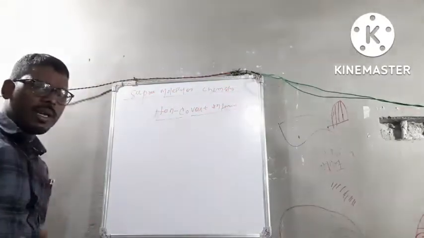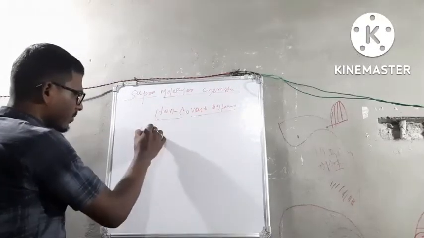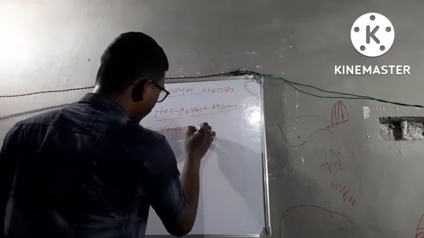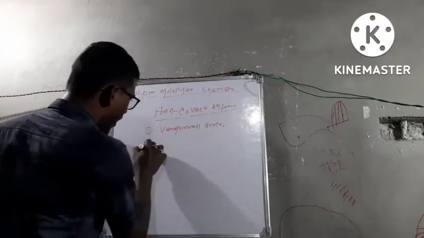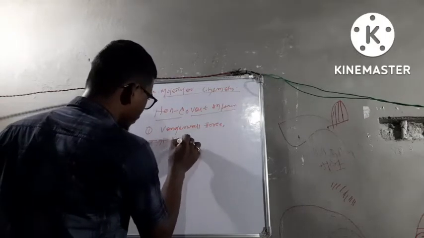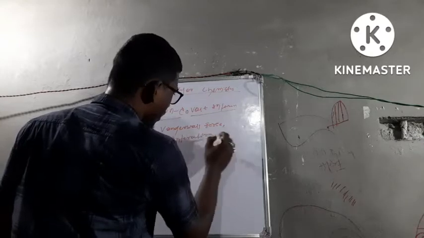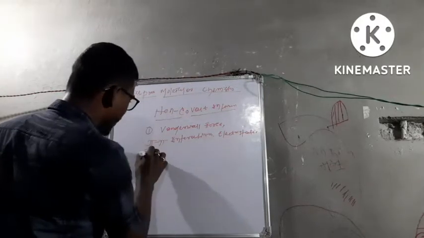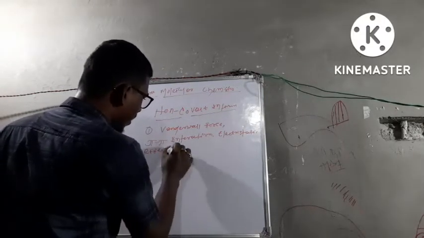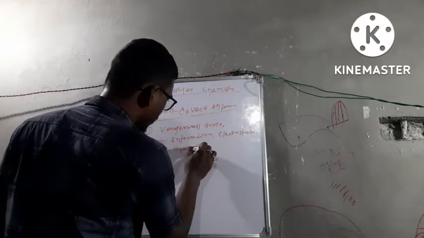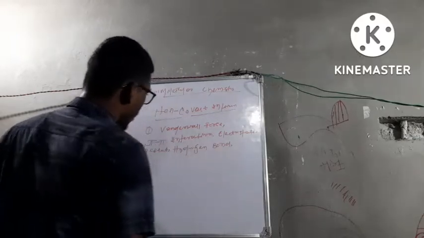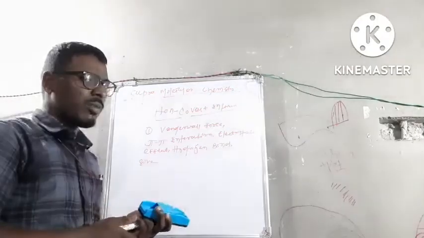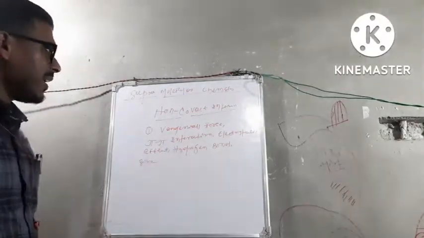There are many kinds of non-covalent interactions. Among them, first of all, the van der Waals force. Then pi-pi interaction. Then electrostatic effect. Then hydrogen bonding, and so on. Such types of non-covalent interactions arise between molecules while they are combined with each other.